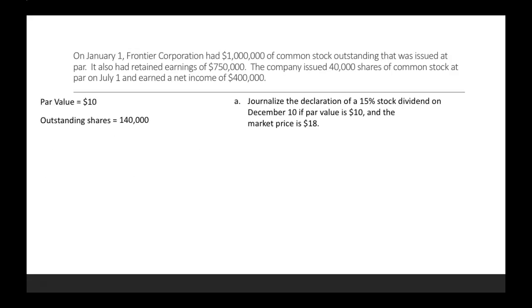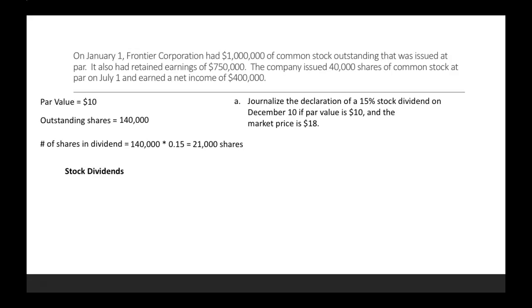So now we can start thinking more about this stock dividend, this 15% stock dividend. So we can figure out how many shares are we handing out, right? How many shares are in this dividend? Well, we had 140,000, and this is a 15% stock dividend. So we take 140,000 times 15%. So this dividend is 21,000 shares. So we'll use that number when we're working through this journal entry.